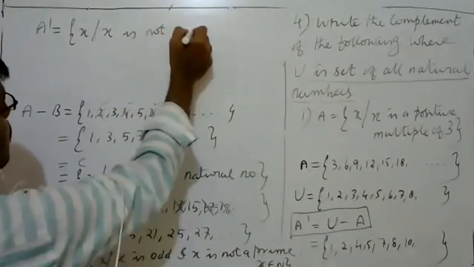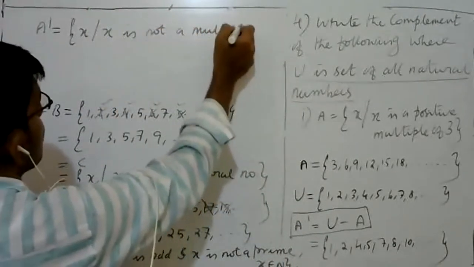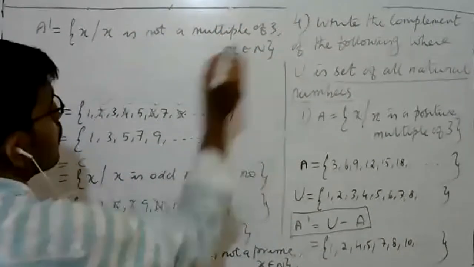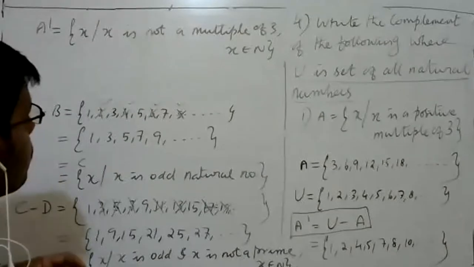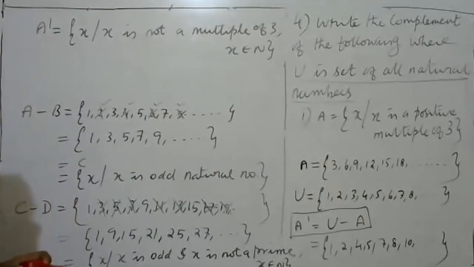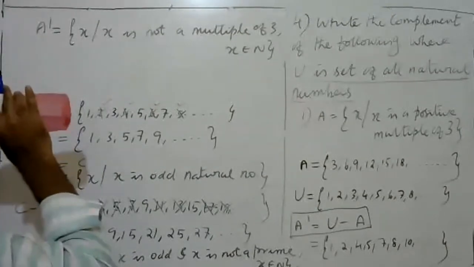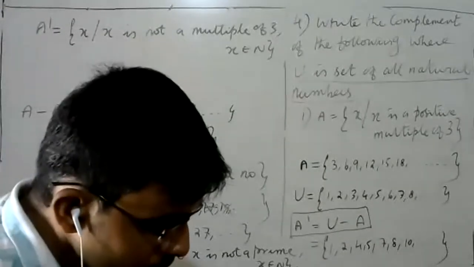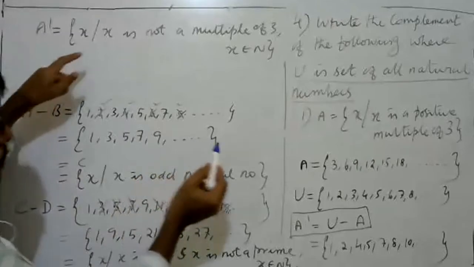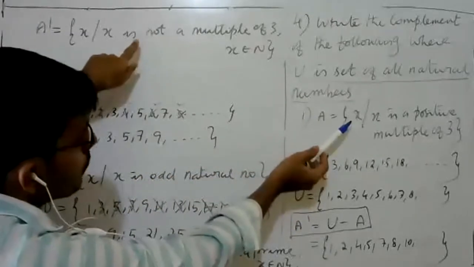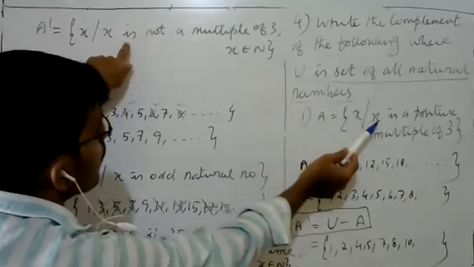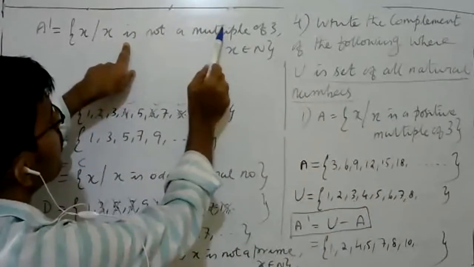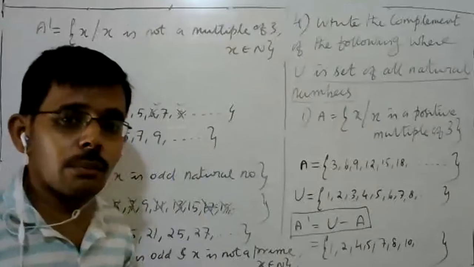X is not a multiple of 3 and x belongs to N. Are you okay? X is not a multiple of 3, x belongs to N. Look at that. We can easily conclude that x is a positive multiple of 3. Here, x is not a positive multiple of 3.